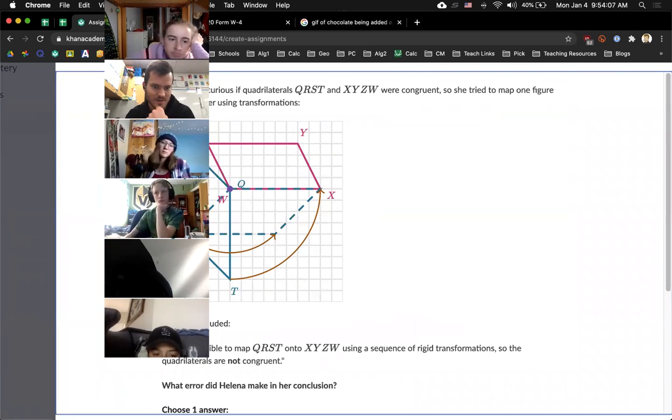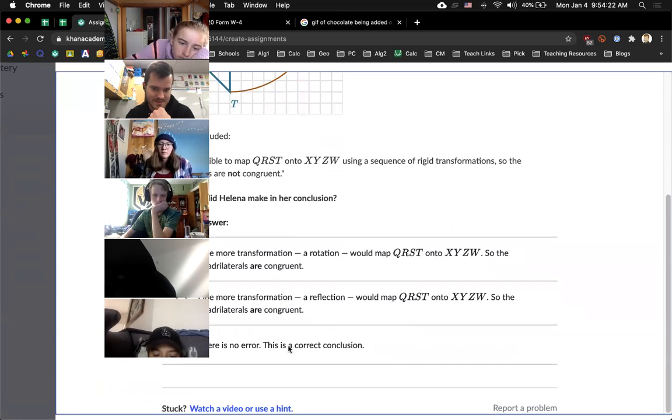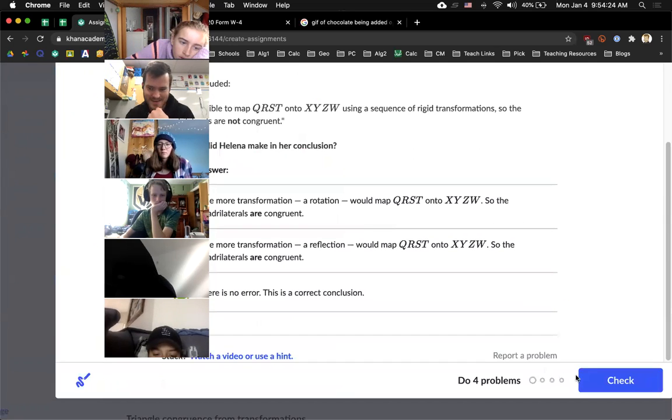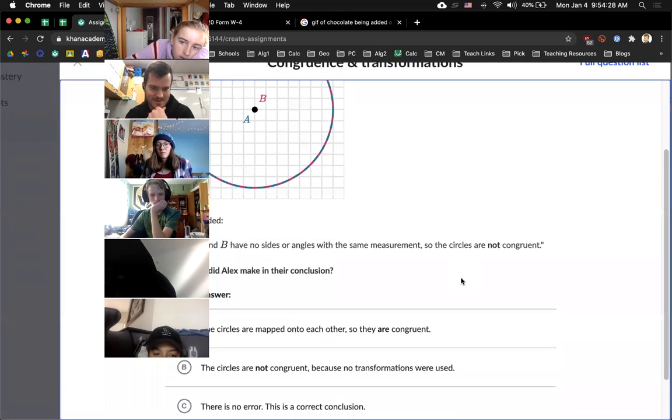But this point here, even if we reflect this across line QX, this point won't be reflected onto Z. So it doesn't map onto it. So these two shapes are not congruent. And I think this is another, okay, let's find one that there is an error. Ooh, this is an interesting one.